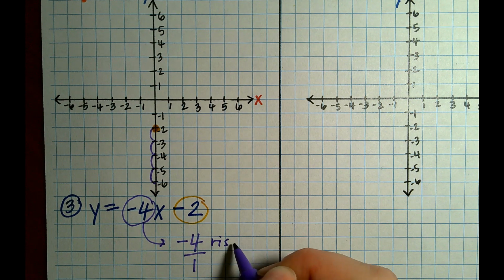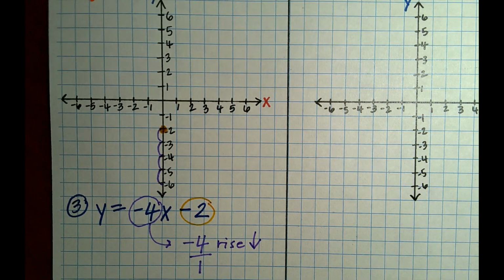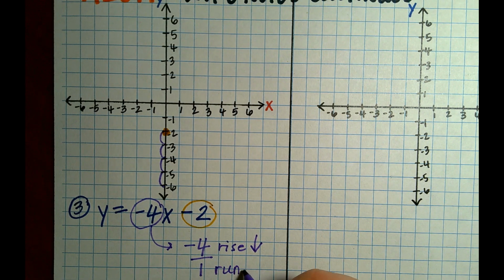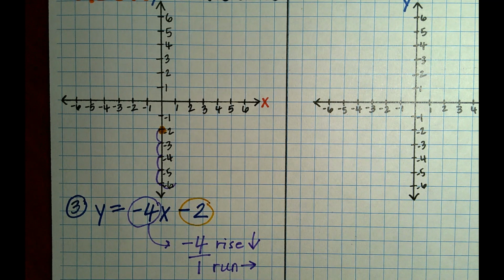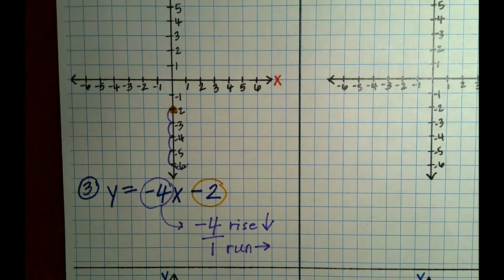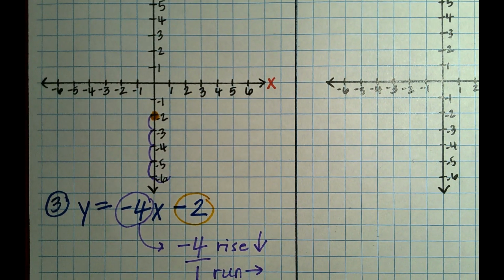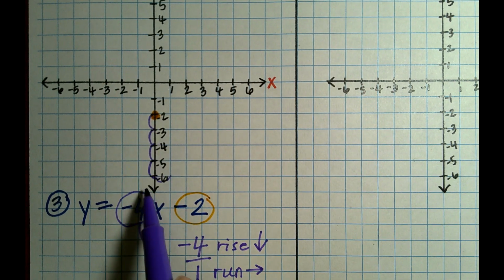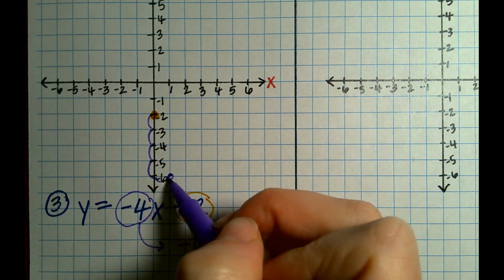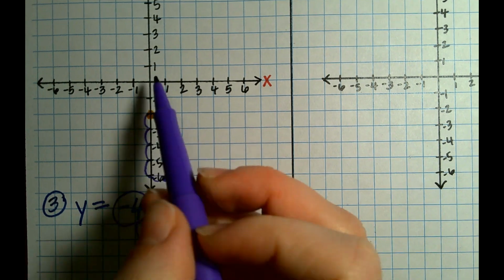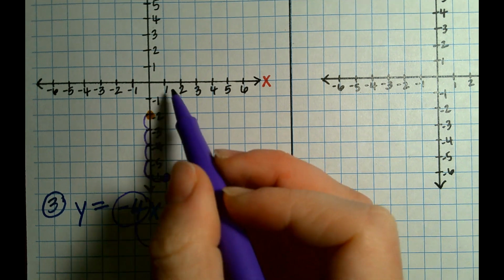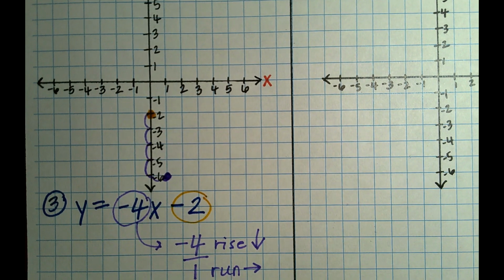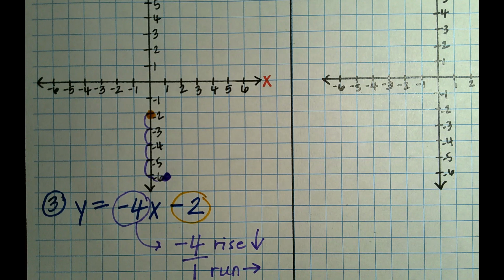So that was our rise. When our rise is negative, we move down. And our run is 1. So we'll go over 1 space. Yeah, those negatives will get you. They're tricky. So we went down 4 over 1, and our second point should be at 1, -6 if we were to write it as a coordinate. Over 1, down 6. There we go. And we just connect our dots.